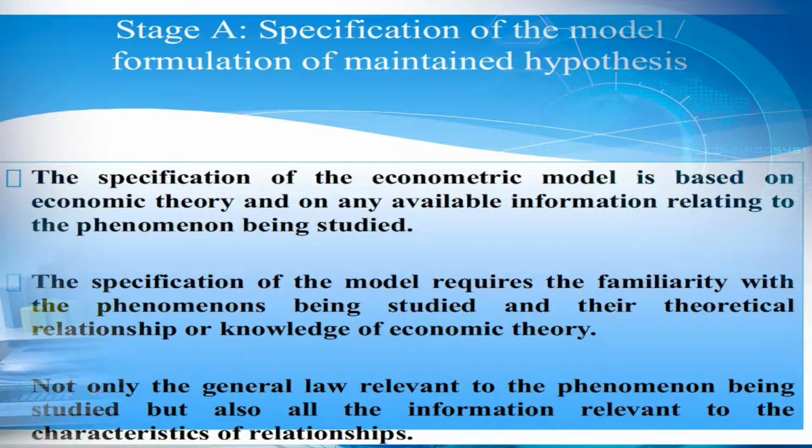Now let us explain stage A. The specification of the econometric model is based on economic theory and on any available information relating to the phenomena being studied. The specification of the model requires familiarity with the phenomena being studied and the theoretical relationships, or knowledge of economic theory. Not only the general law relevant to the phenomena being studied, but also all the information relevant to the characteristics of those relationships.